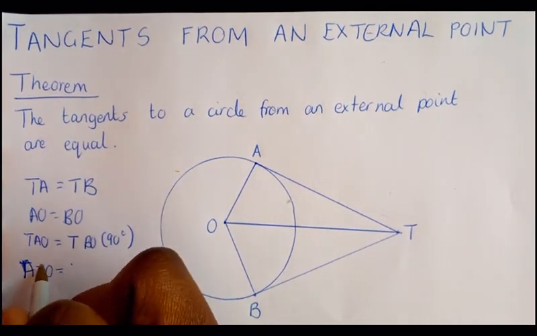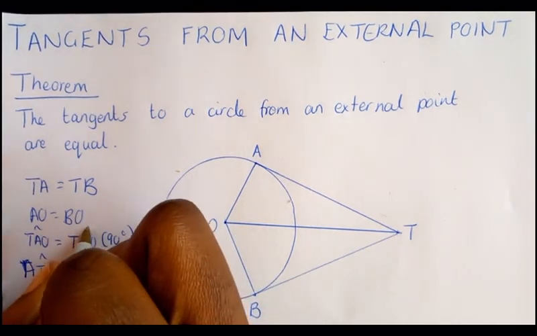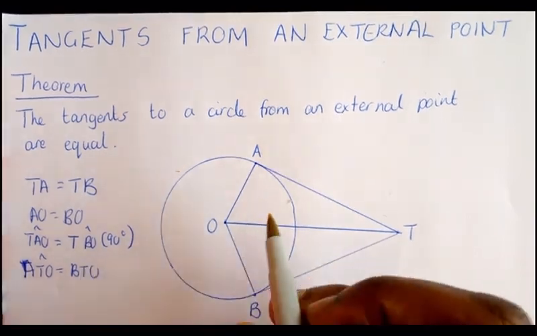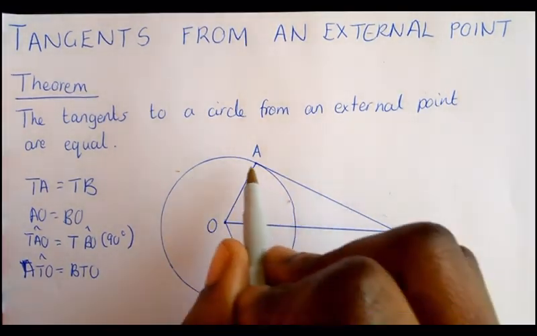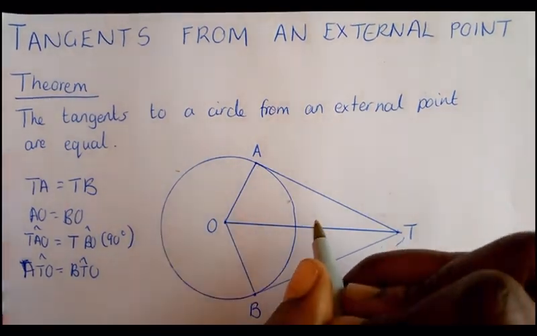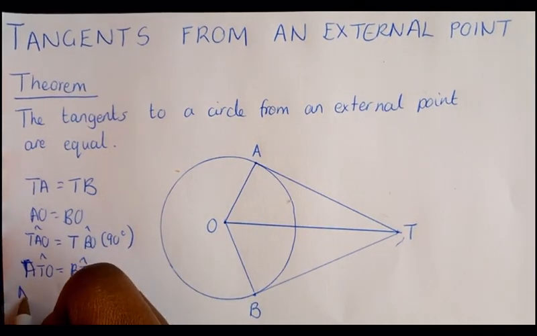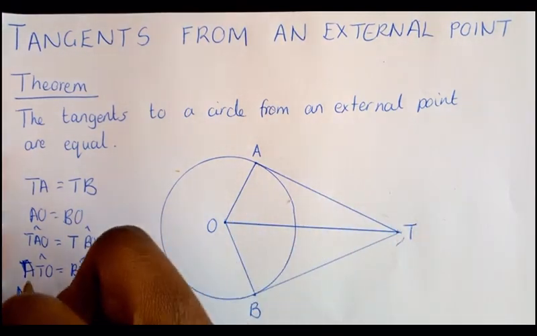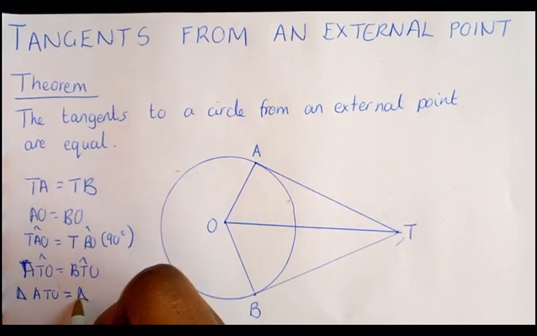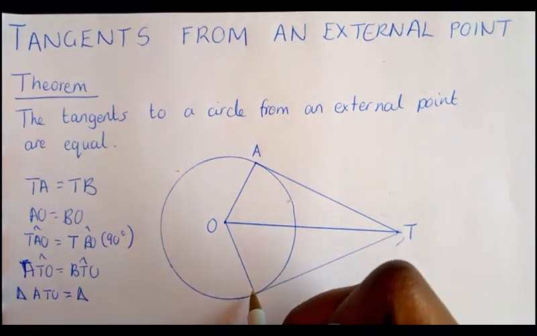Angle ATO is equal to angle BTO since OT bisects this quadrilateral. So these angles are equal. And also triangle ATO is equal to triangle BTO.